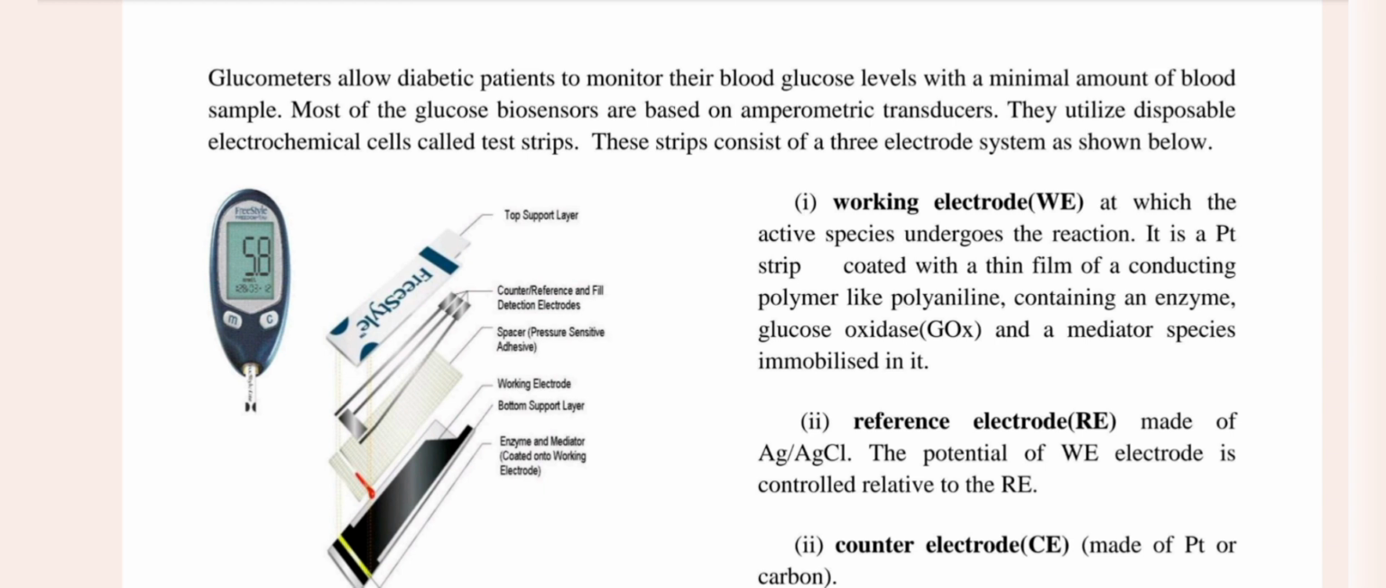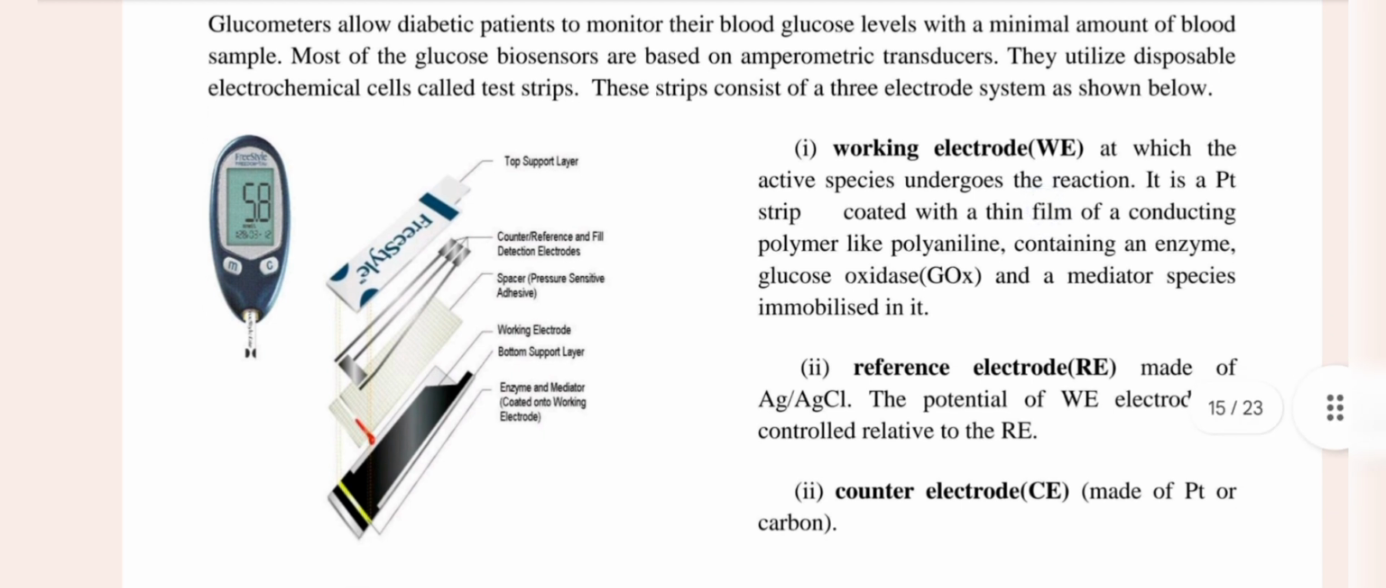Then between the working electrode and the counter reference electrode there is a spacer, a spacer made of pressure sensitive adhesive. Then there is a bottom support layer, and in the working electrode layer there is a portion shown in yellow, which consists of enzyme and mediator, which is coated on the working electrode.